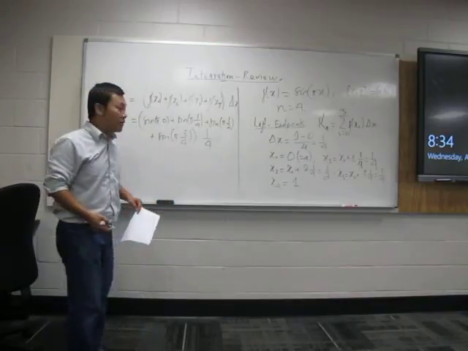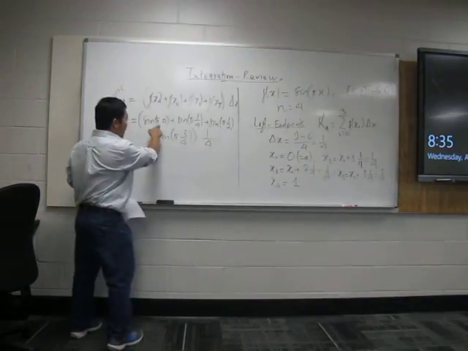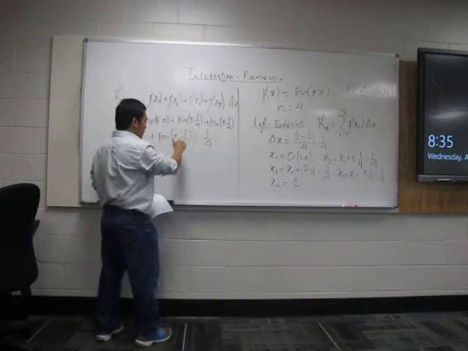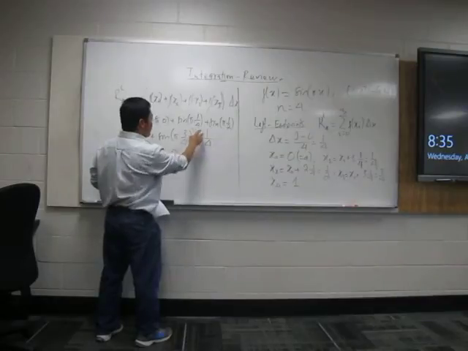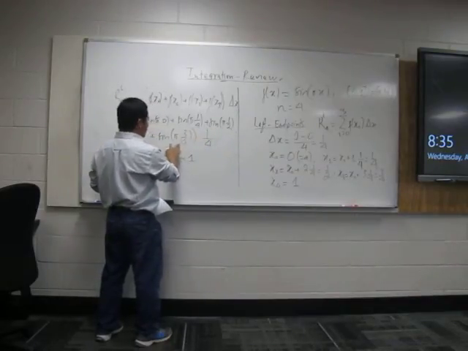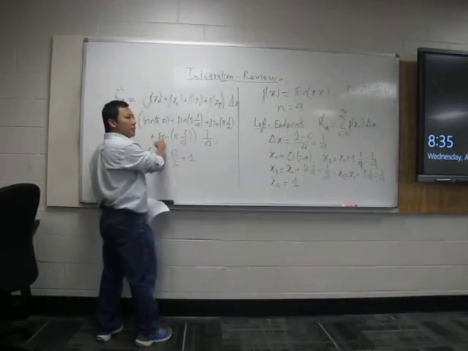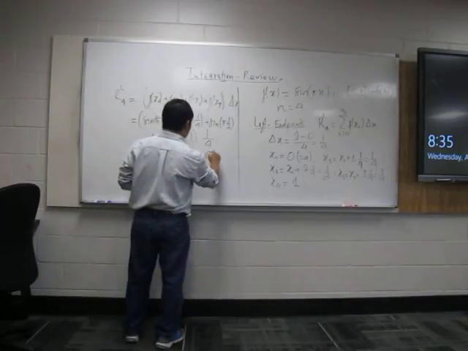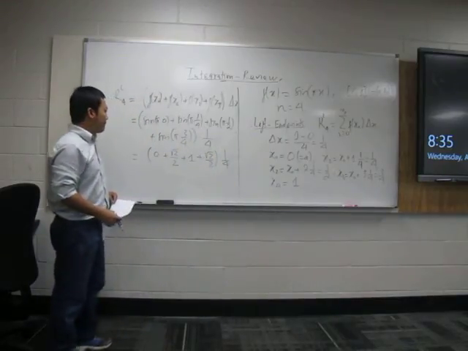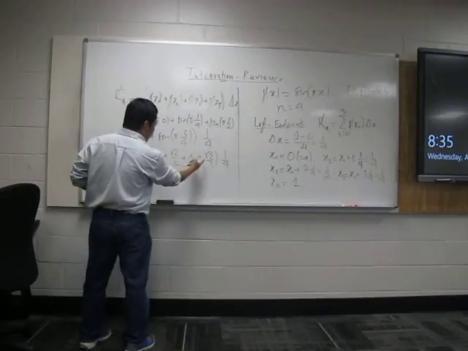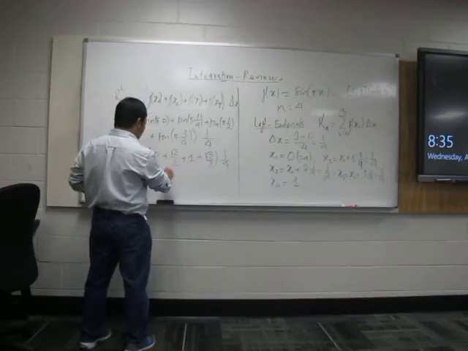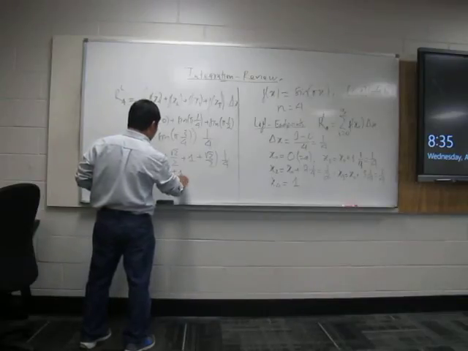So your remaining job is just to calculate function values. Sine of 0 is 0. Sine of pi over 4 is square root of 2 over 2. Sine of pi over 2 is 1. Sine of 3 pi over 4, again, square root of 2 over 2, times 1/4. If you simplify this, you get square root of 2 plus 1 over 4.